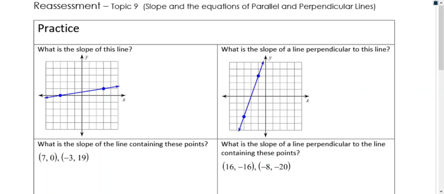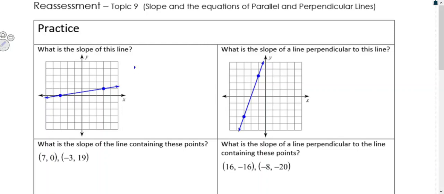Okay, we're looking at topic 9, which is slope and the slope of parallel and perpendicular lines for the reassessment review. Let's have a look at your first question. It's asking simply, what is the slope of the line? When you're given this on a graph, you know you can count it.